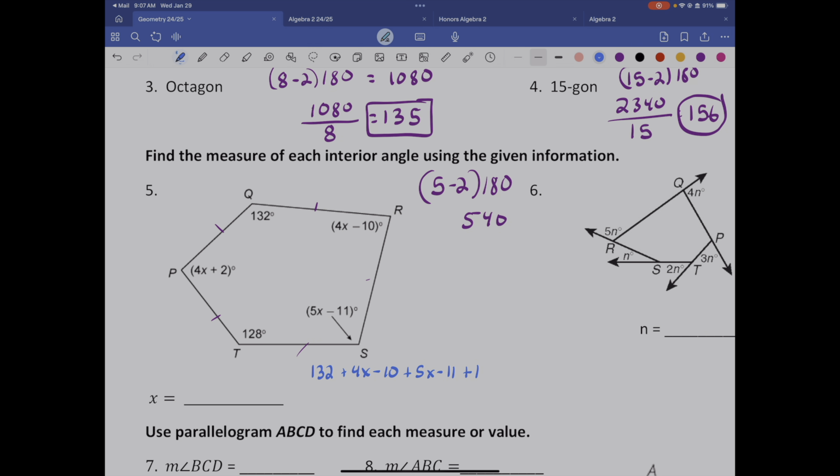Okay, so the diagonals bisect each other. We want to find the distance from P to Y. So think about what we want to do here. We want to find this whole distance. Well, I know the diagonals bisect each other, so those two things have to be equal. So 6Z is going to be 9Z minus 12. Subtract 9Z. That gives us negative 3Z equals negative 12. So we get Z is equal to 4.